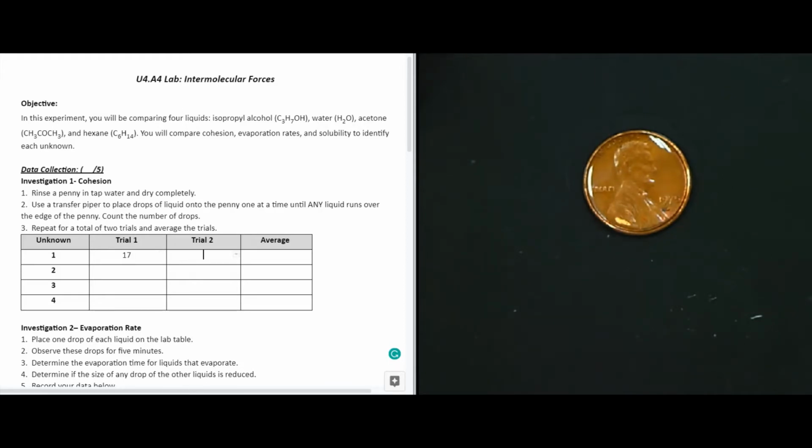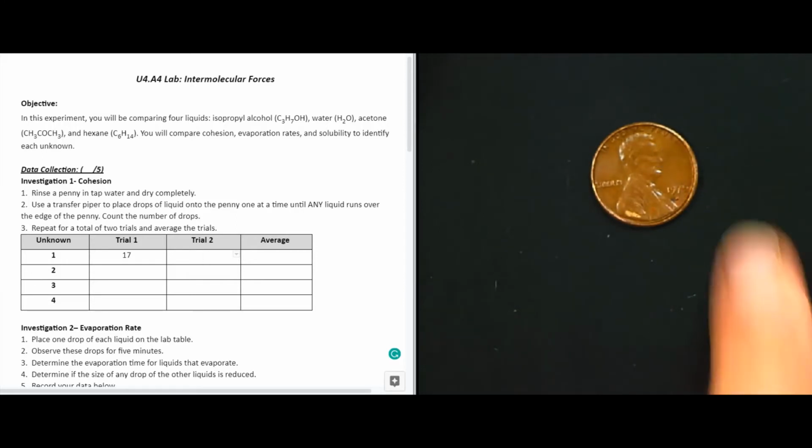Alright, I'm going to clean and dry the penny, and then we're going to try again for trial 2. Trial 2, unknown number 1. 1, 2, 3, 4, 5, 6, 7. Ooh, this one ran over at 7 already. But that's okay. That's why we take an average. So we're averaging about 12 drops.